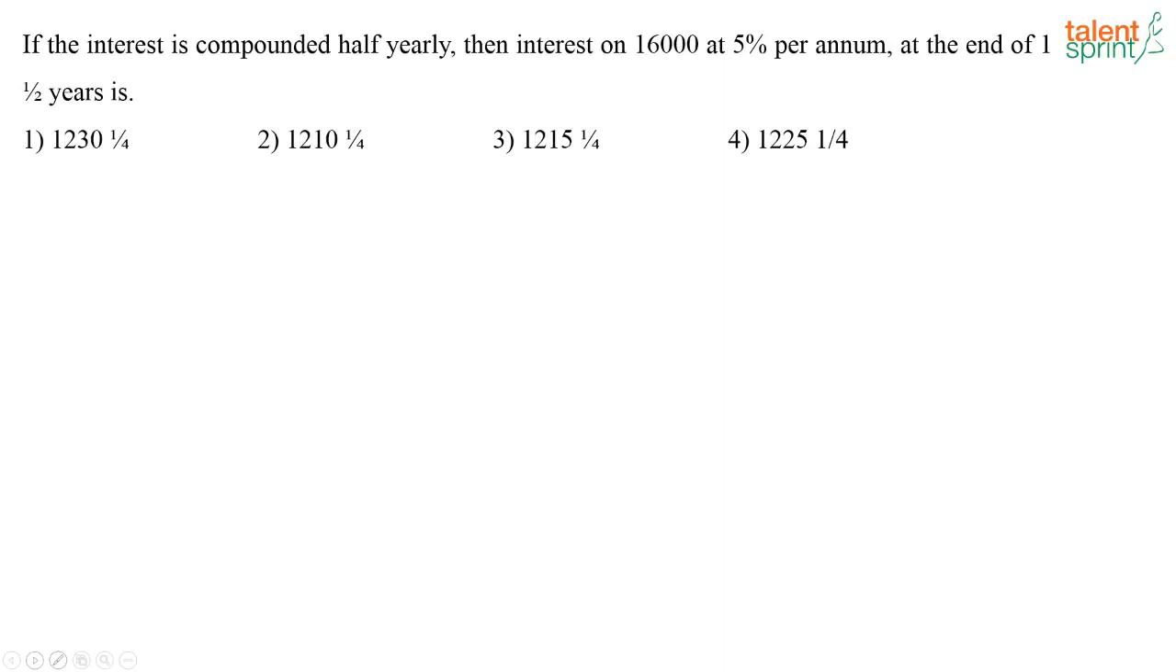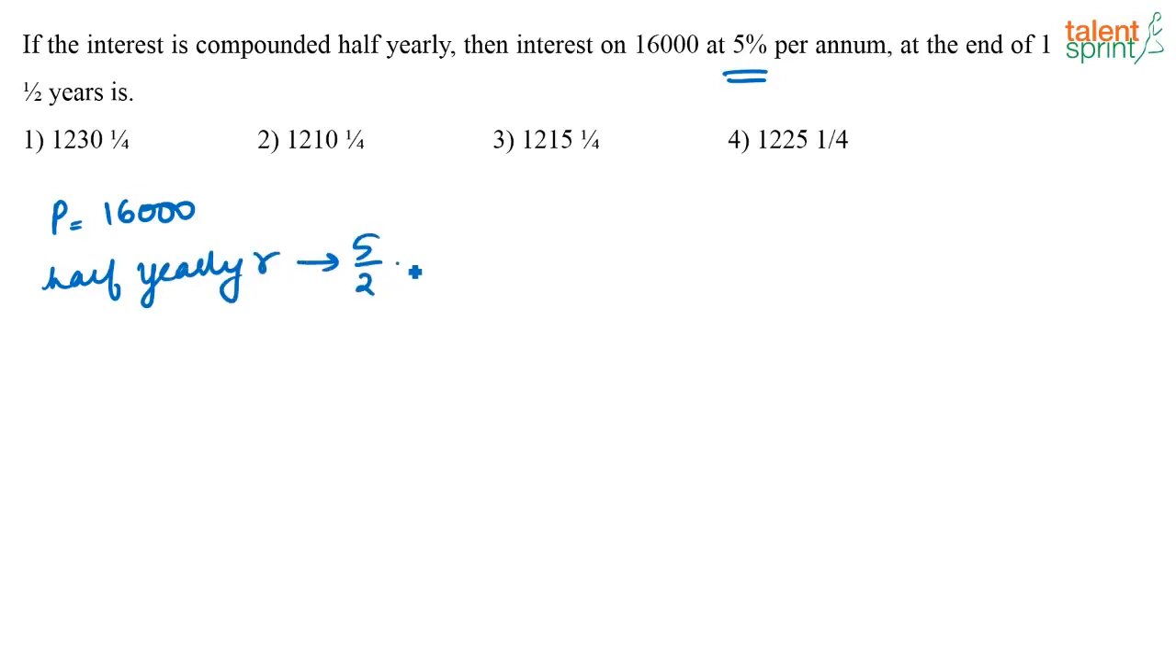So how will you solve this? See what is given here. The principal is 16,000 rupees. The rate of interest is 5% per annum. Per annum 5% means what is the half yearly rate of interest? It is 5/2, right? For 12 months the rate of interest is 5%, so for half a year the rate of interest is 2.5%.